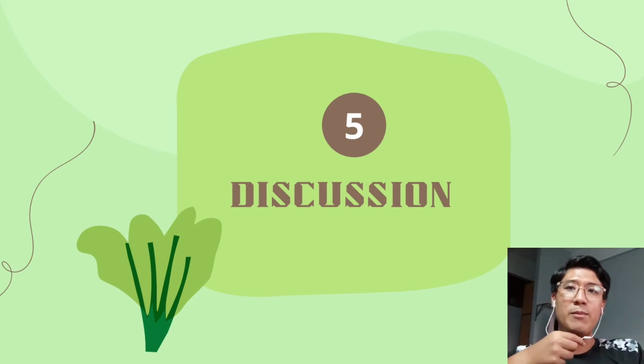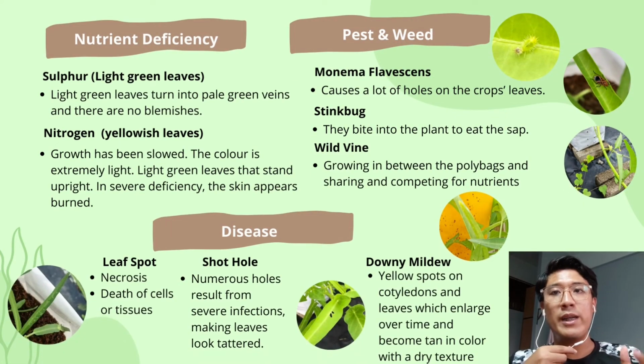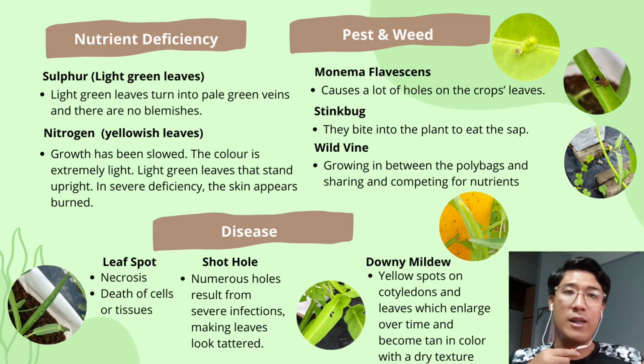Thank you Jabir for the explanation of our results. I'll continue with the discussion of our report. Based on the slide, we had a few discussions, which are nutrient deficiency, pests and weeds, and also diseases. Firstly, nutrient deficiency. We had sulfur, which shows as light green leaves. This happens when light green leaves turn into pale green and there is no blemish.